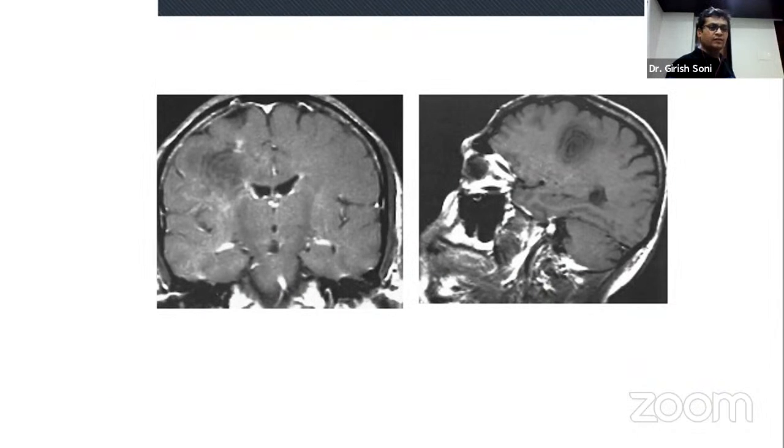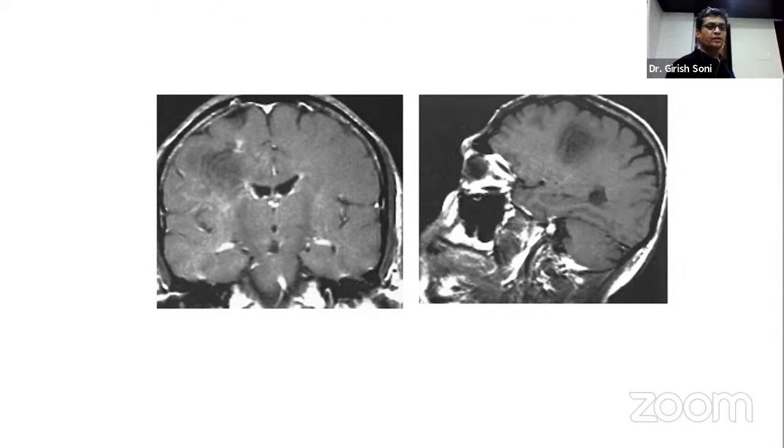Usually this patient shows poor response to steroid. You need to go ahead with IVIG, plasmapheresis, or maybe nowadays rituximab therapy in such a situation.